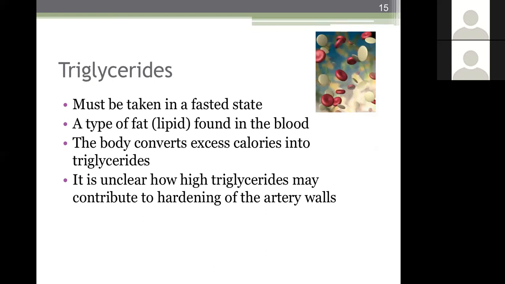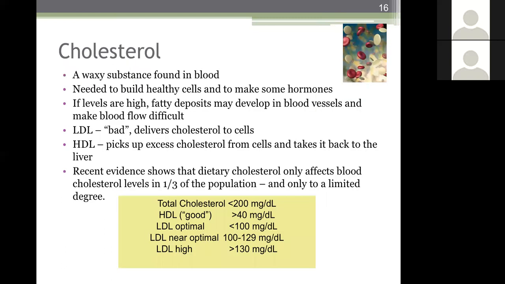And so this is another place where it's really important to fast. Triglycerides can be high if you consume a lot of alcohol or a lot of calories, for example, and for lots of other reasons as well. We don't exactly know how, but we do know high triglycerides somehow contribute to hardening of the arteries.